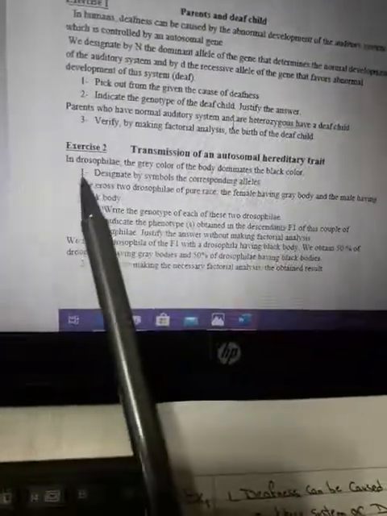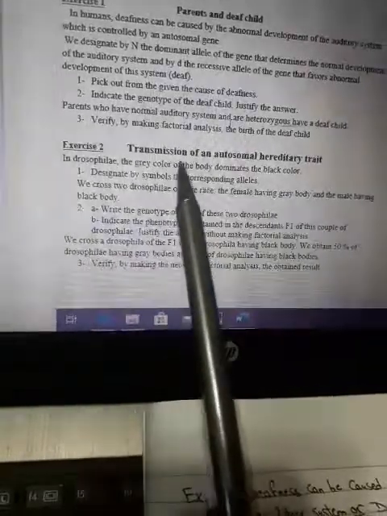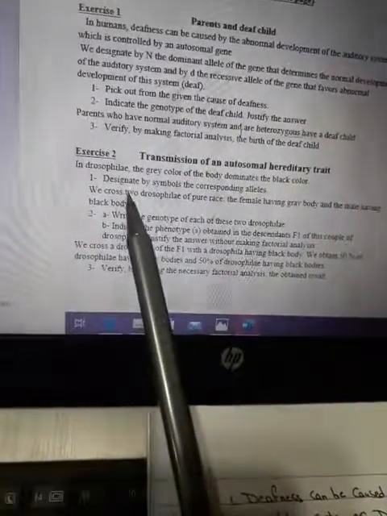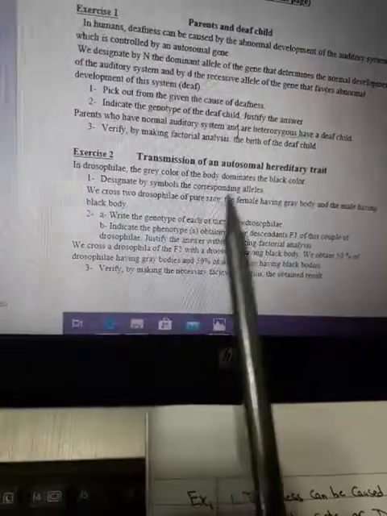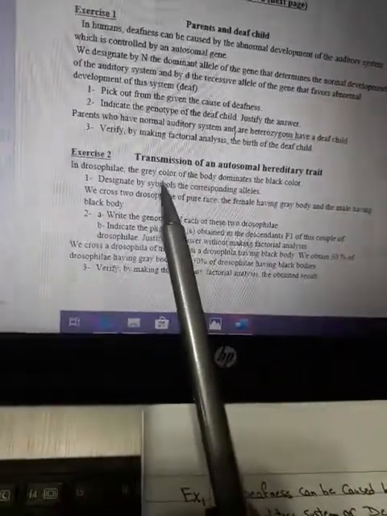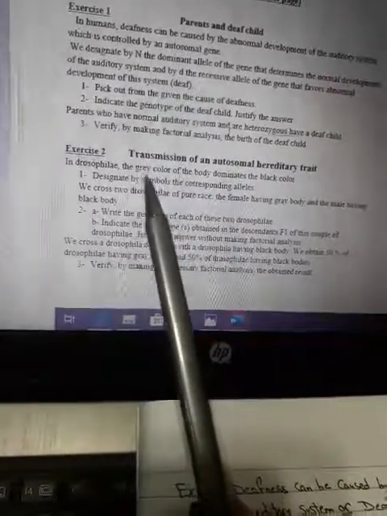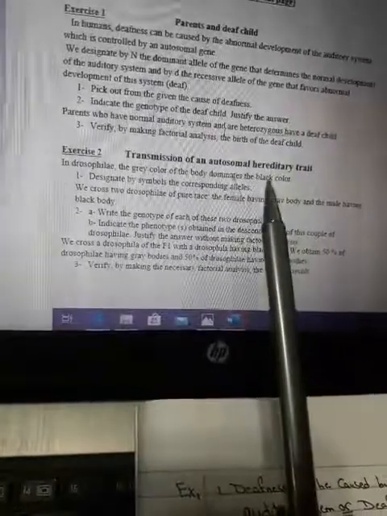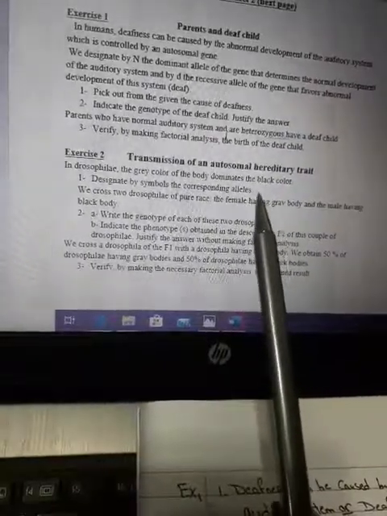Correction for exercise number 2. In Drosophila, the gray color of the body dominates the black color. It's given that gray dominates black. So here, first part, designate by symbol the corresponding allele. What you should know is only that the dominant allele should always be presented in uppercase, capital letter, while the recessive one in small letter.